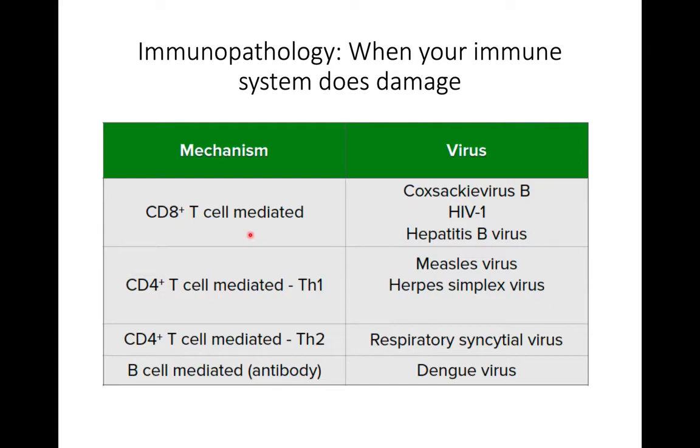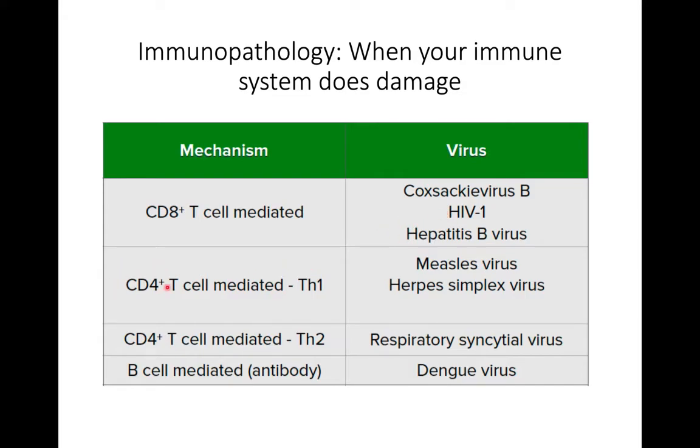And this makes sense, right? Because a CD8 T cell response is going to be the primary response in clearing an intracellular pathogen. So for infection with viruses like Coxsackie, Hep B, and HIV-1, a lot of the pathology we see here is due to CD8 T cell mediated killing of cells that have been infected with these viruses, so lung cells, liver cells, and our CD4 T cells.